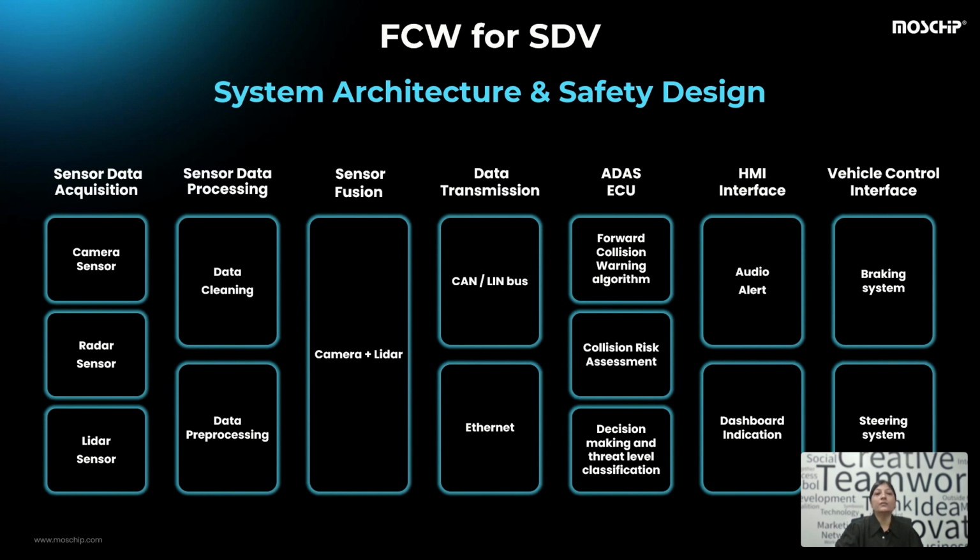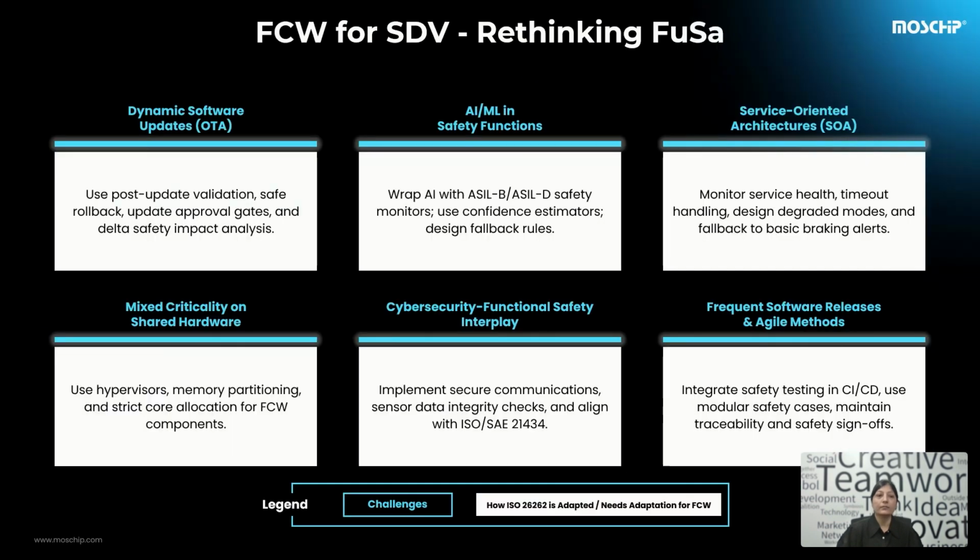A combination of redundancy, monitoring, and smart degradation is how we keep the FCW system functional when the weather, the network, or the latest patch tries to trip it up. Inside a software-defined vehicle, a forward collision warning stack lives at the crossroads of six tension points, and each box on the slide captures one of them. Let's start with dynamic OTA updates.